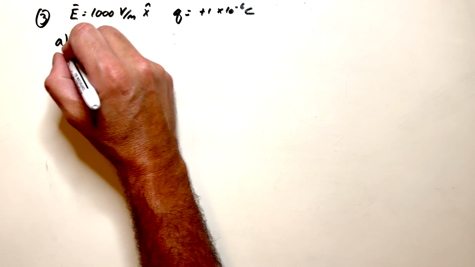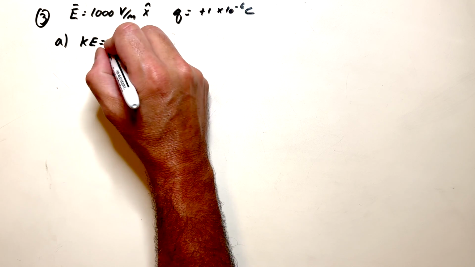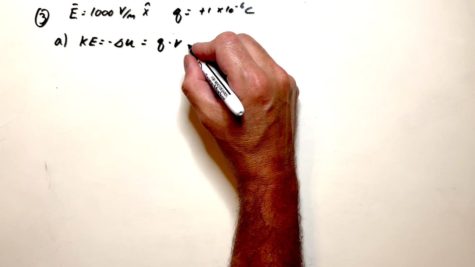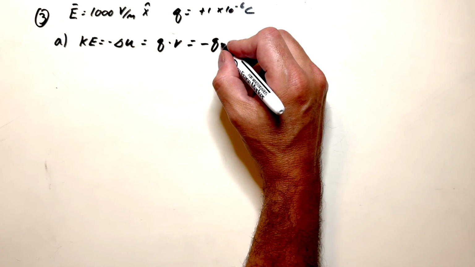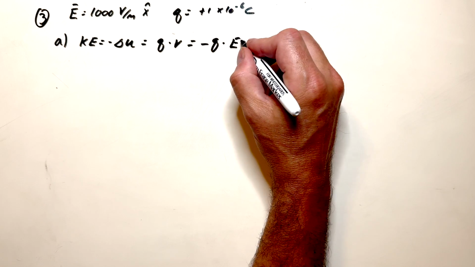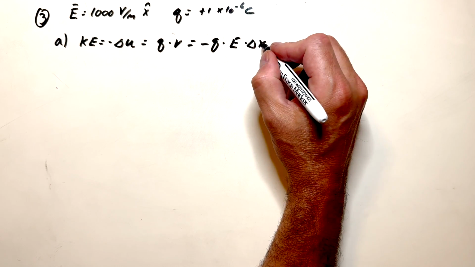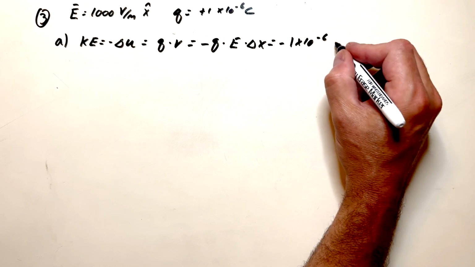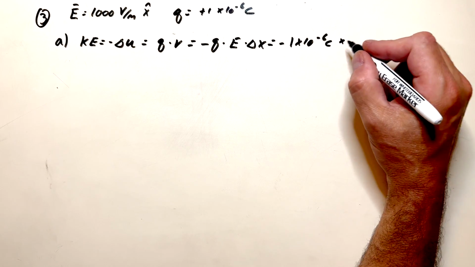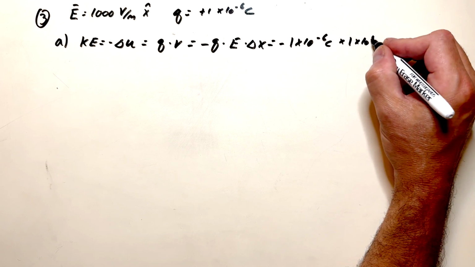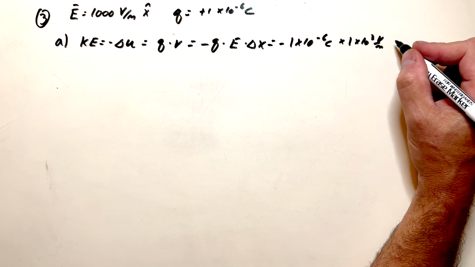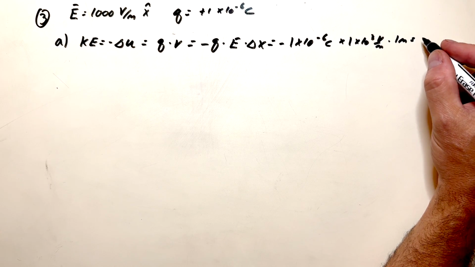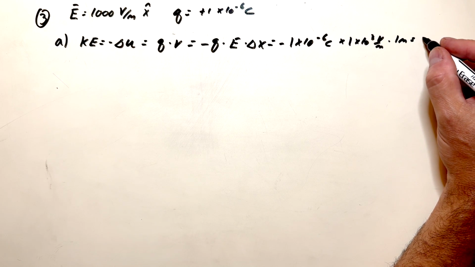Okay, so part A. Well, the kinetic energy is just going to be equal to minus the change in potential energy, which will be equal to Q times V, potential, which is minus Q times the electric field times delta x. This will equal minus 1 times 10 to the minus 6 coulombs times 1 times 10 to the 3 volts per meter times 1 meter. And that will equal 1 times 10 to the minus 3 joules, or 1 millijoule.